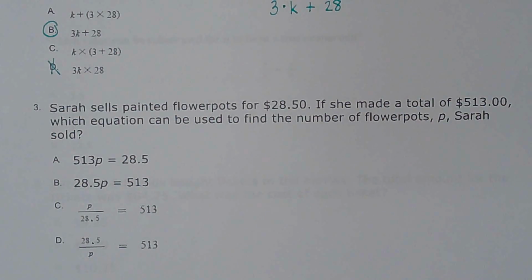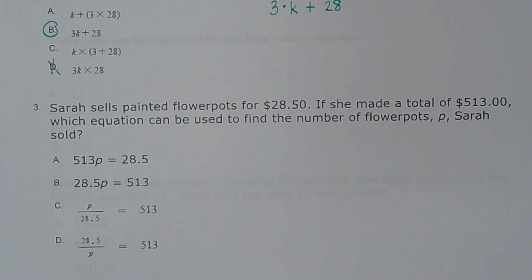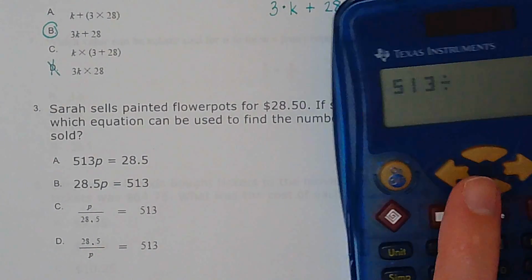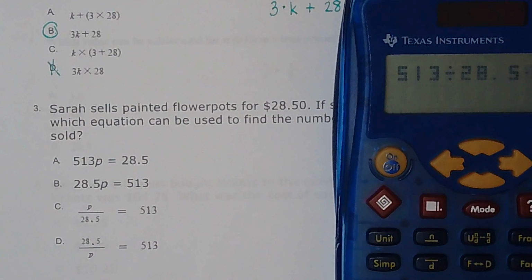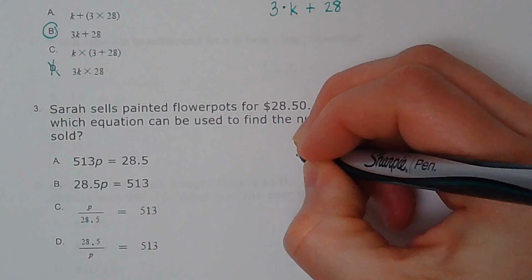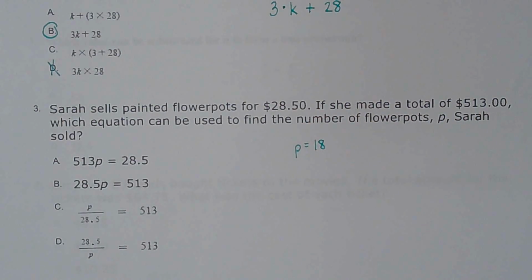Remember, figure out how you would solve it, and then remember it's the inverse of that. Or what I really recommend is to actually solve it. Solve the problem, okay? So in other words, I know that I need to do 513 divided by 28.5, and that's going to give me 18. So the answer is that P equals 18, okay? But remember, it doesn't want to know that.